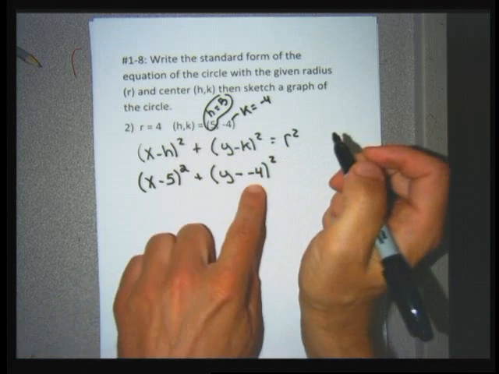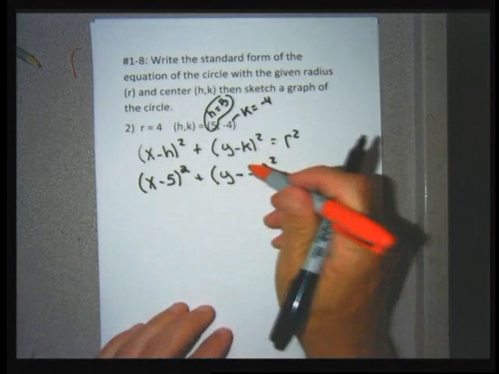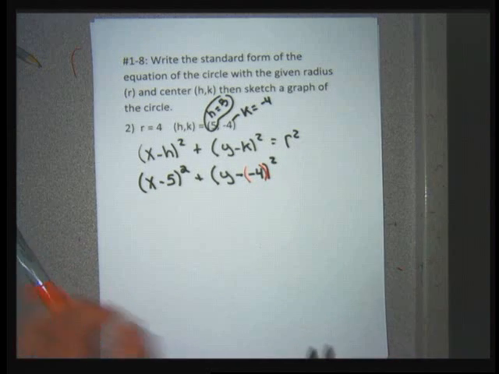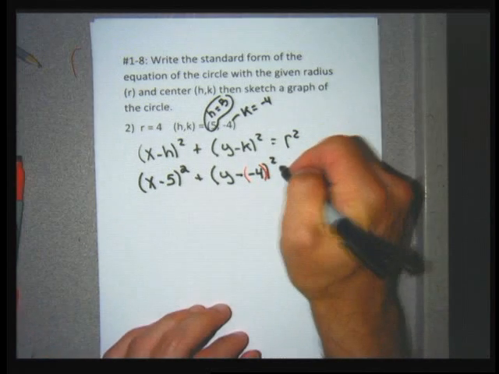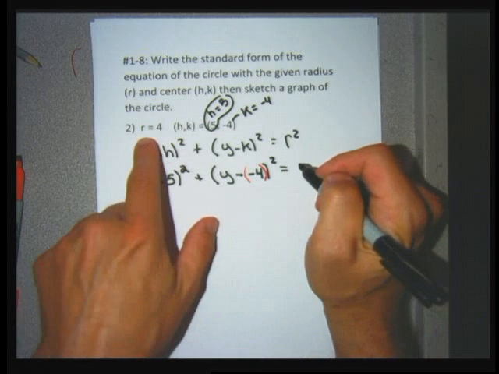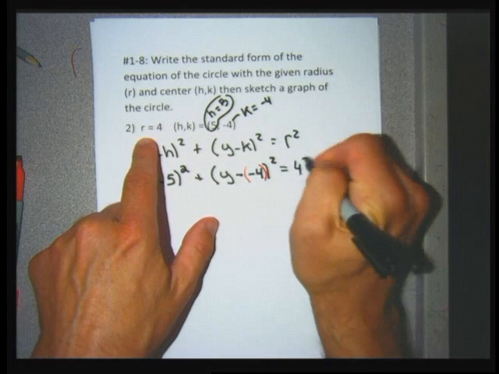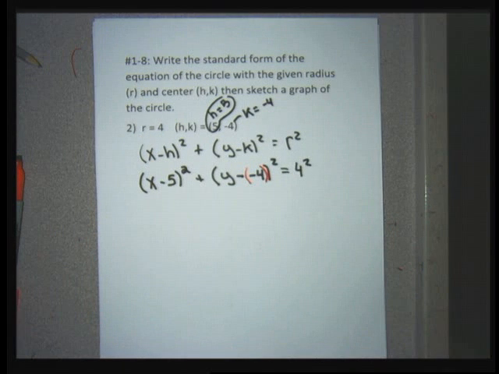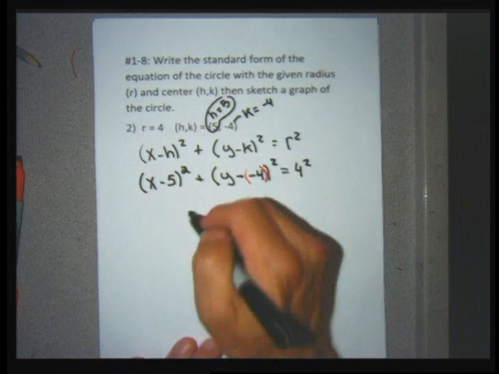When I put a negative 4 in for the k, I have 2 negative signs next to each other. When I have 2 negative signs next to each other, I usually throw one of the negatives in a parentheses. And then to the right of the equal sign, I was told r was 4. I'm going to put 4 squared. That is the equation of the circle written in standard form. It's not simplified, and this wouldn't be the answer I would write if I was trying to write a nice answer for the equation of this circle. I'm going to simplify this a little bit.